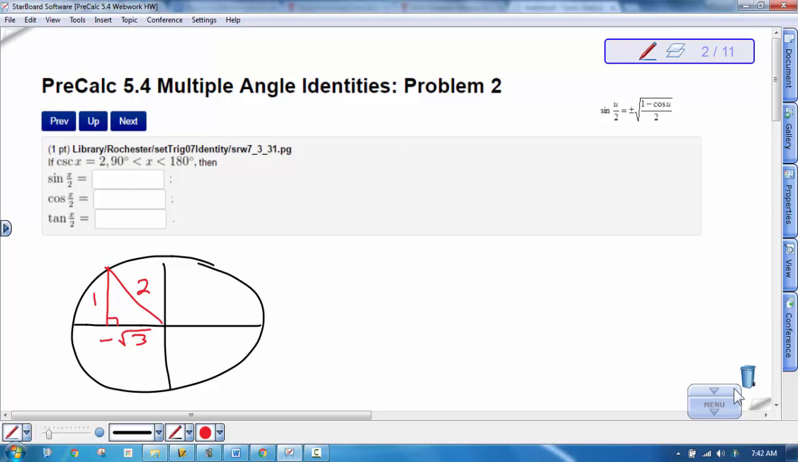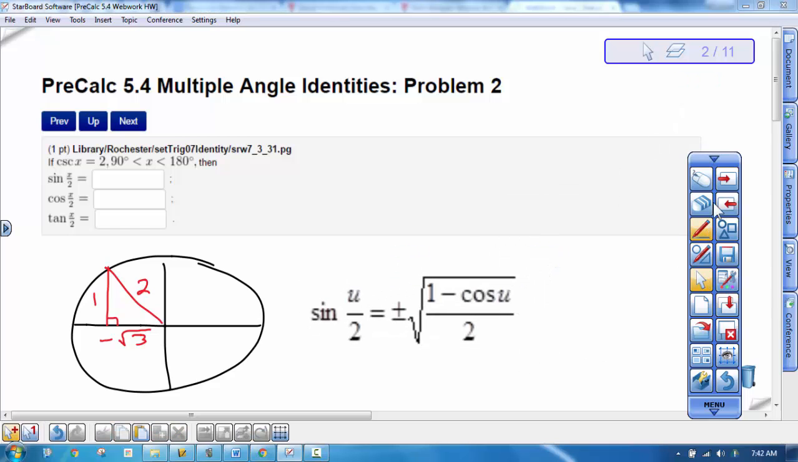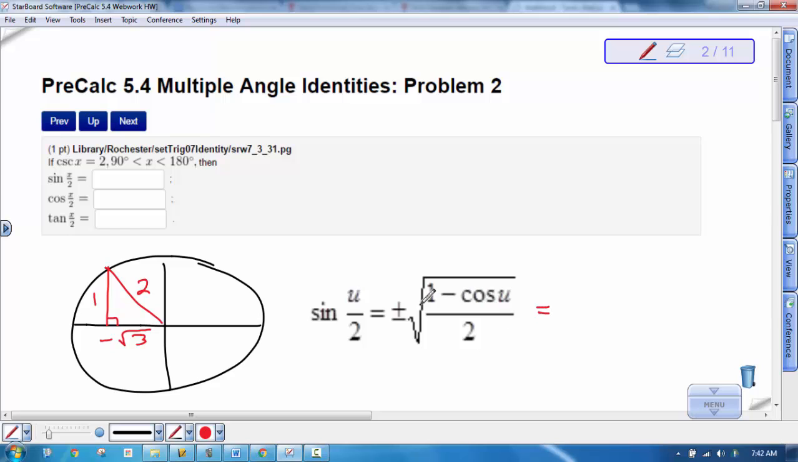Now I can write down the formula for my half angle for the first one, which is sine of an angle divided by 2. Here's the relationship, and I'm going to fill this out. I know my sine's positive here because it's the y value, so I can get rid of this negative here. So my sine of x over 2, x is what we're using here, not u in this case, is equal to this. So I just have to fill this out. 1 minus cosine of x, well, my angle is x right here, which is found in this reference triangle. So the cosine of x is adjacent over hypotenuse. That's negative square root of 3 over 2, all over 2.